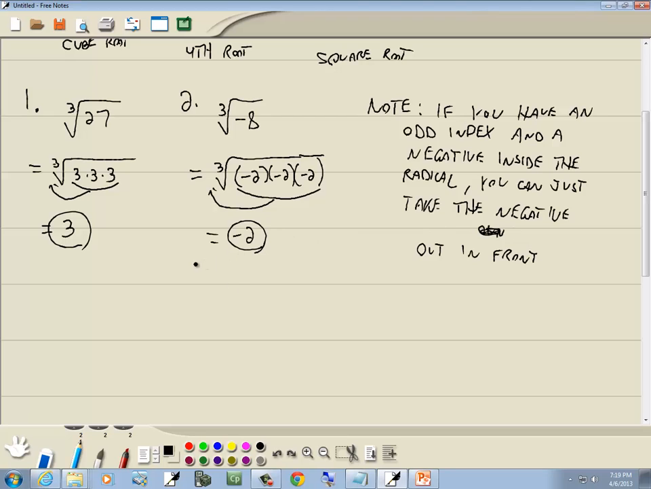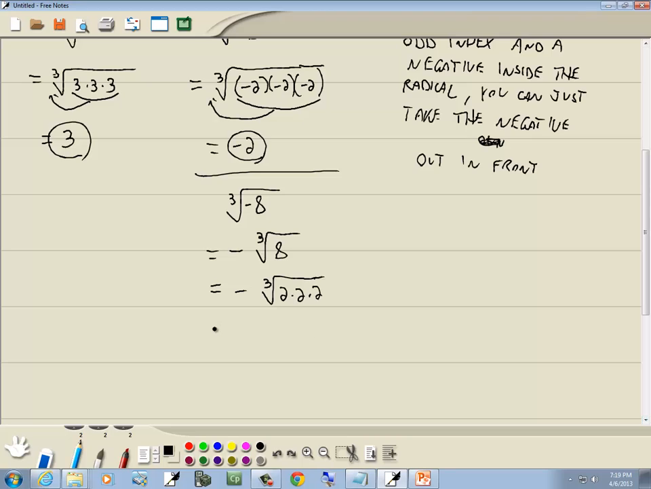So for that example, I started out with the cube root of negative 8. The note says if you have an odd index, which we do, 3, and a negative inside the radical, which we do, it's right here, you can just take the negative out in front. So to begin with, we can immediately put the negative out in front and not worry about it. That makes it a lot easier in problems. Then we work it the same way. We try to come up with something times itself 3 times. That gives you the prime factorization of 8. So we've got 2 times 2 times 2.